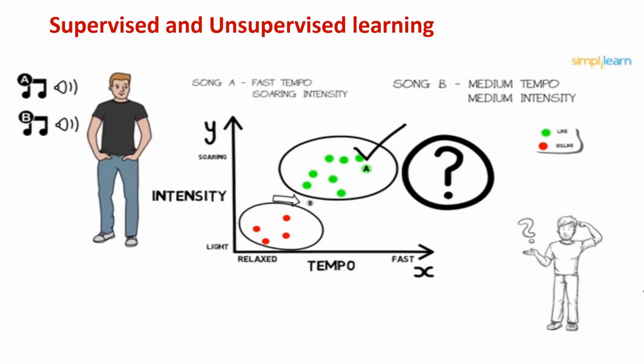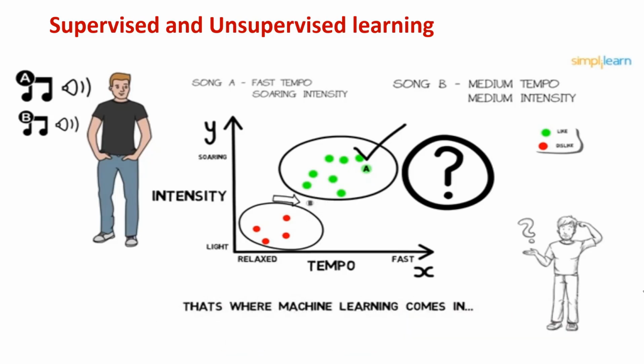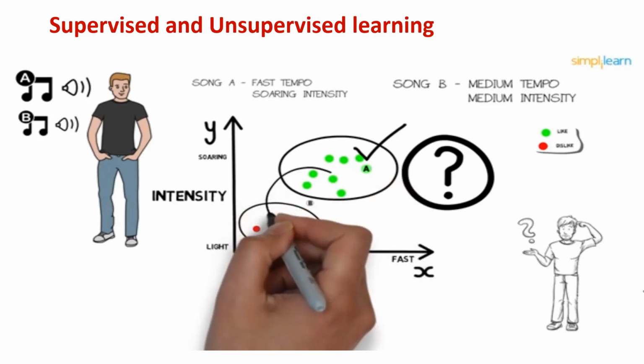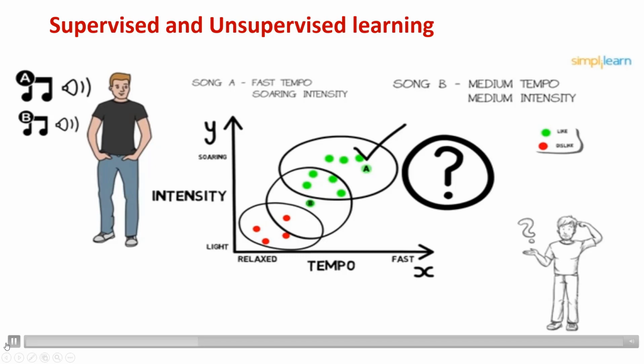We could easily classify Song A. But when the choice became complicated, as in the case of Song B, that's where machine learning comes in. Let's see how. In the same example, for Song B, if you draw a circle around Song B, we see that there are 4 votes for like, whereas 1 vote for dislike. If we go for the majority votes, we can say that Paul will definitely like the song. That's all. This was a basic machine learning algorithm also.